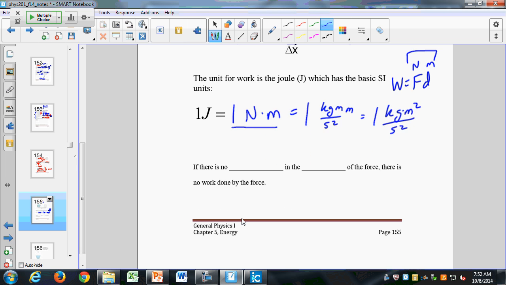Okay. If there is no displacement in the direction of the force, then there is no work done by the force. So that would be like if my displacement is in this direction, but my force is in this direction. Obviously, that force is not causing that displacement. Then the work done by this is equal to 0. If we return back to our dot product, what's the angle between F and D in this case? It's 90 degrees, and the cosine of 90 is equal to 0. So that works out in our dot product.